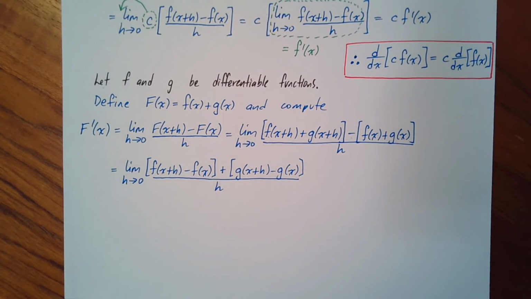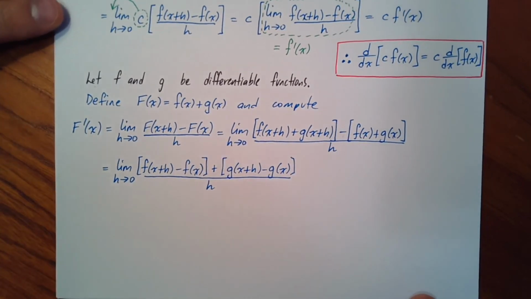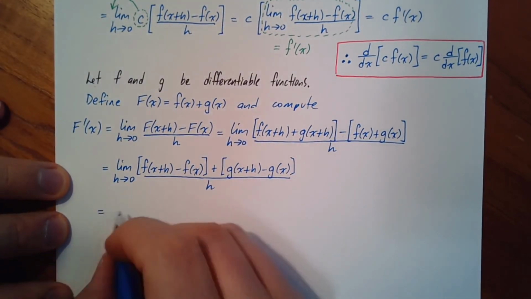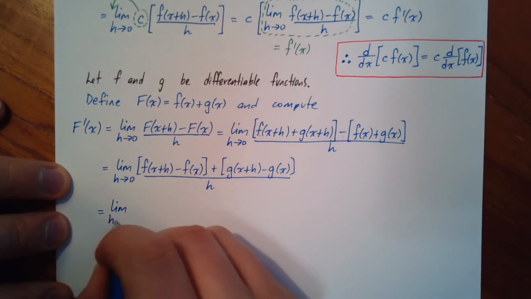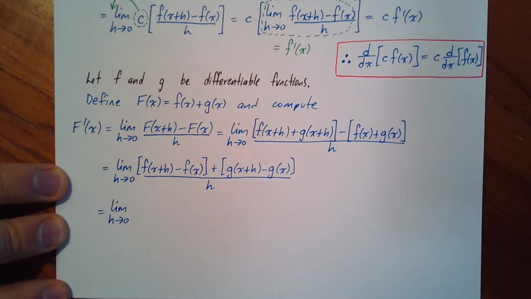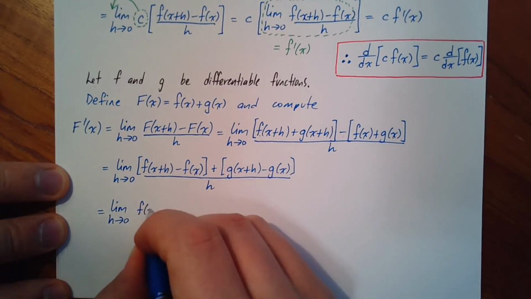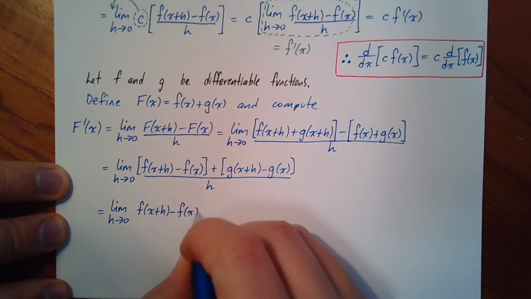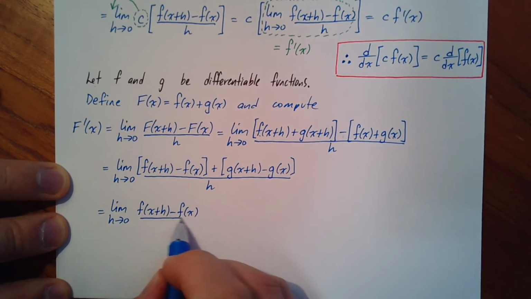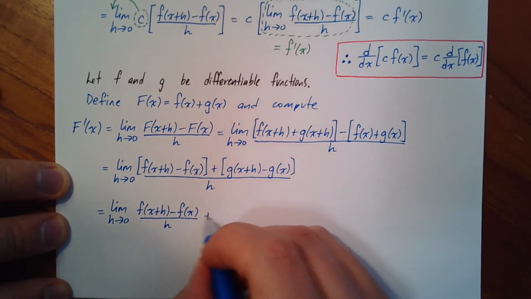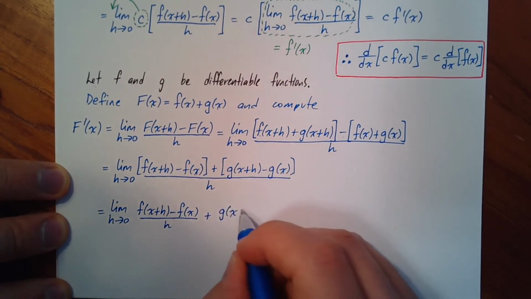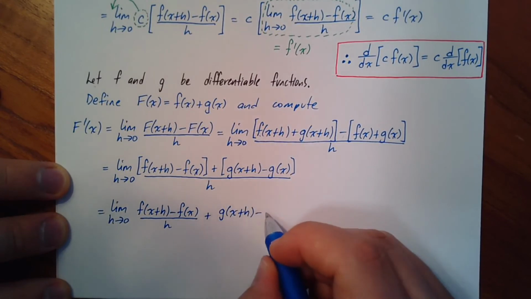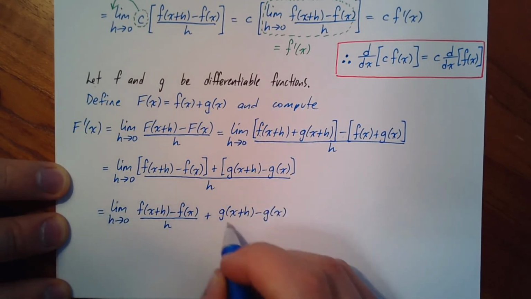Now we're going to split this fraction up using properties of fractions. So let's write this as the limit as h goes to 0 of f of x plus h minus f of x all over h plus g of x plus h minus g of x all over h.